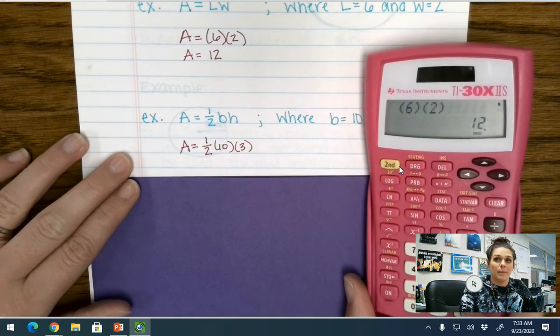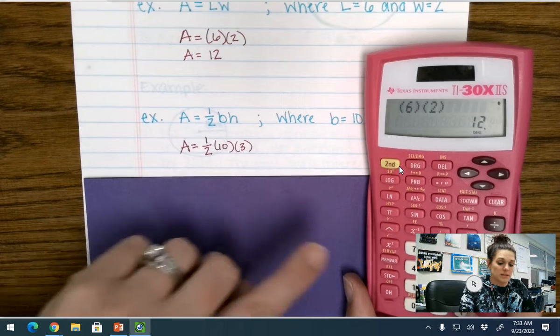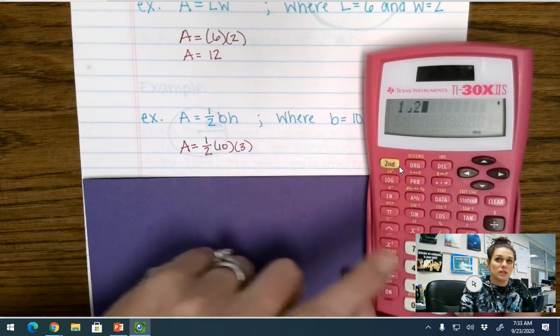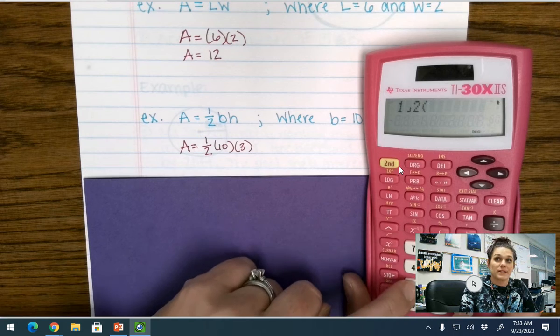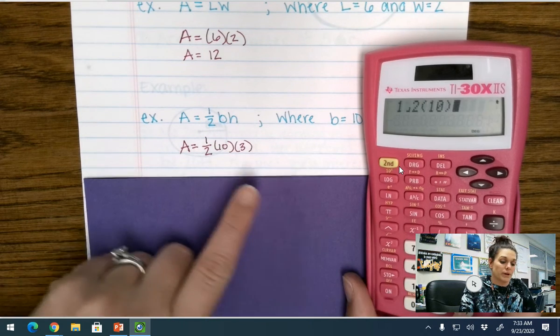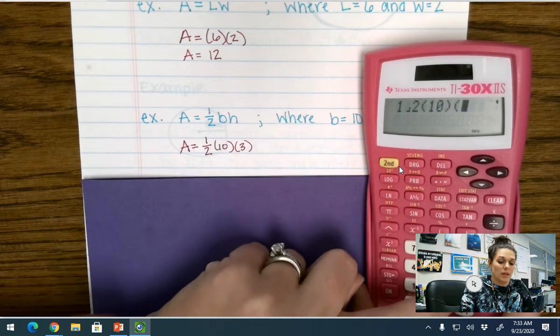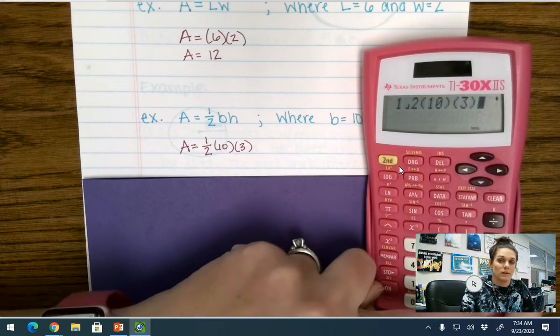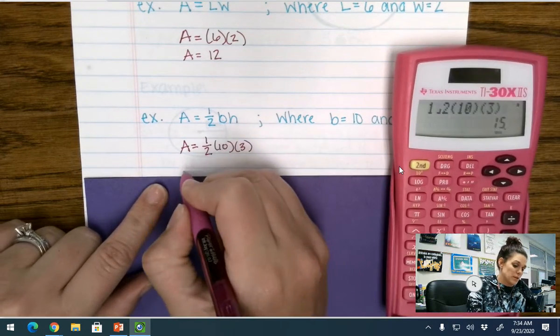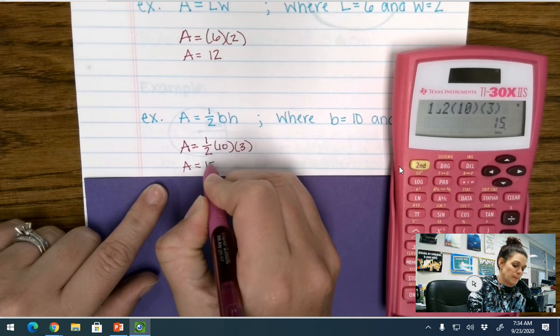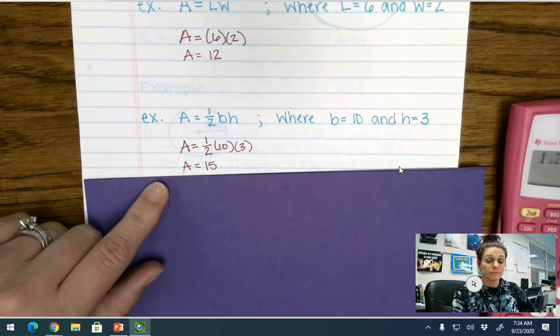Or again, I can pick up my handy dandy calculator and type this in. 1 ABC 2, because that's how we type in a half. Parenthesis 10, close the parenthesis. Parenthesis 3, close the parenthesis. And in fact, I do get 15. So area equals 15.